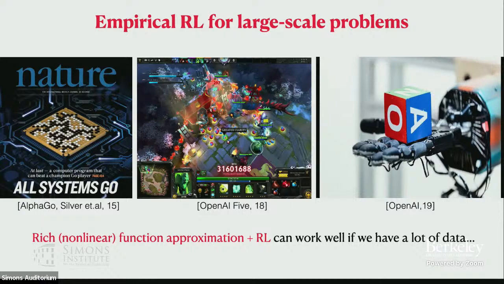I think one of the lessons we can learn from these successful stories is that when we combine reinforcement learning together with rich function approximation, and under the situation where we have a lot of training data, for instance, in simulations, we can often find very good policies, policies that are better than what we can hand engineer.